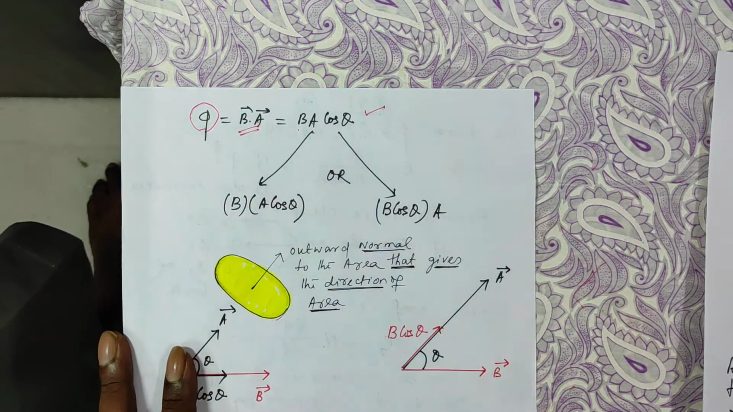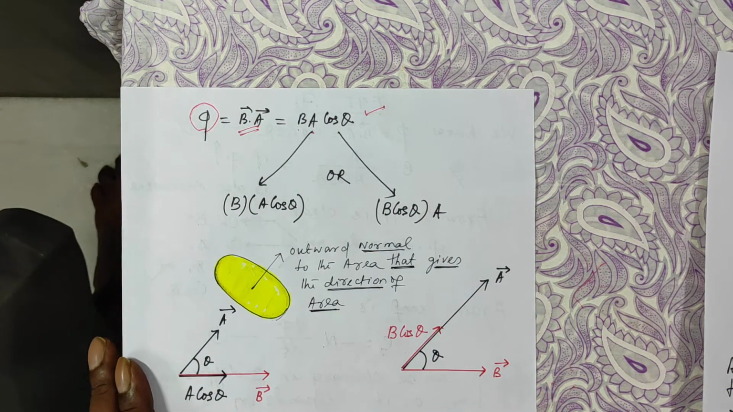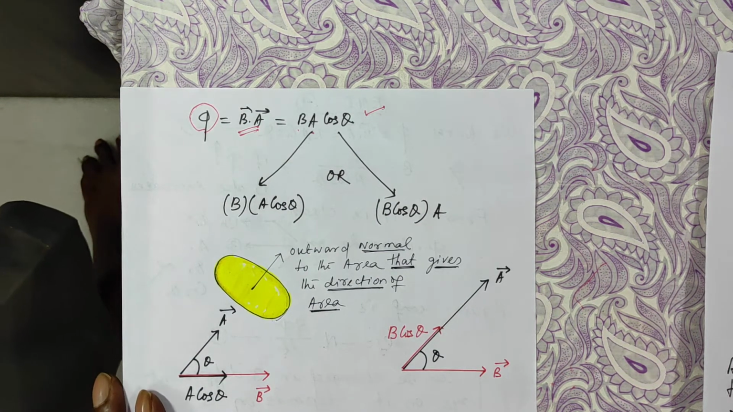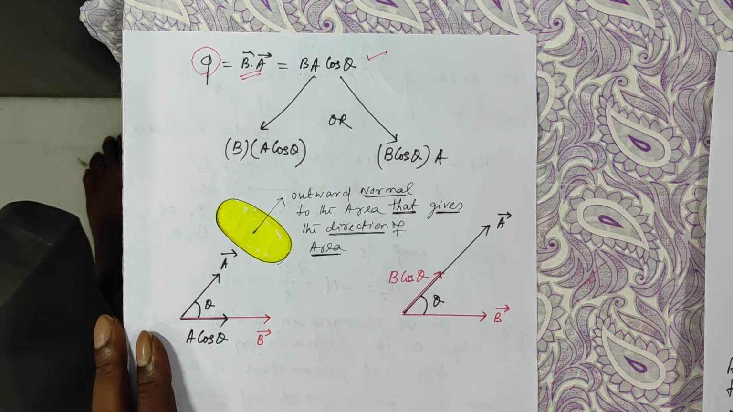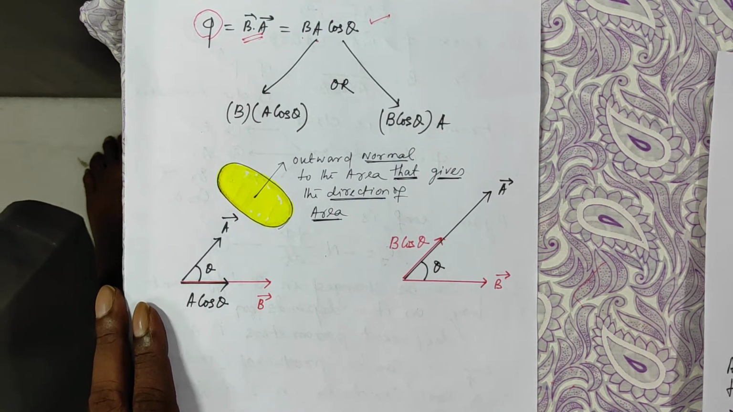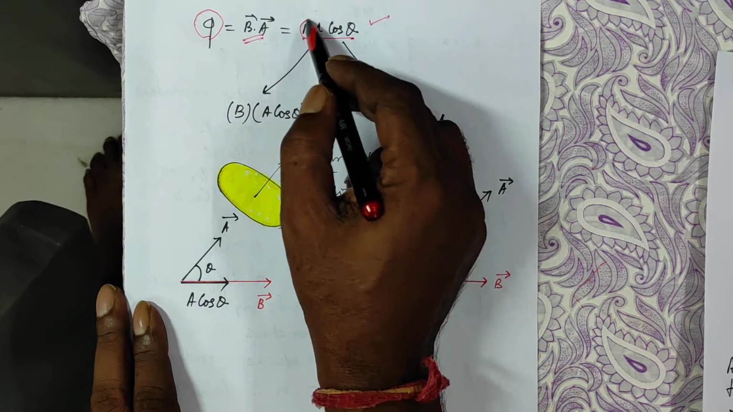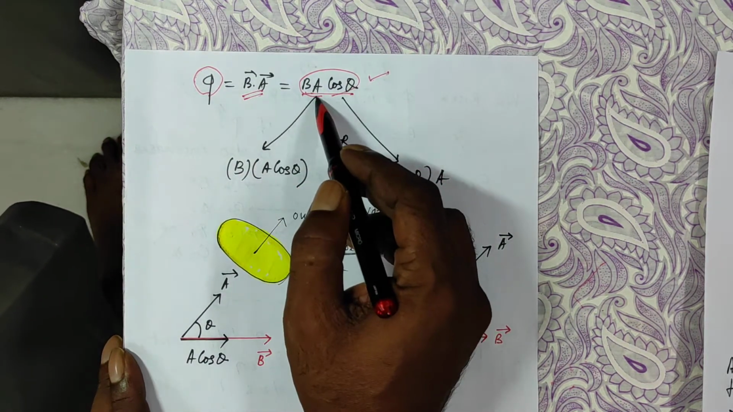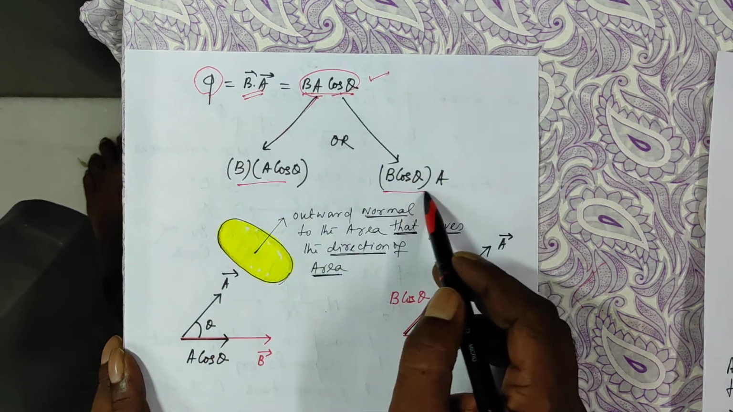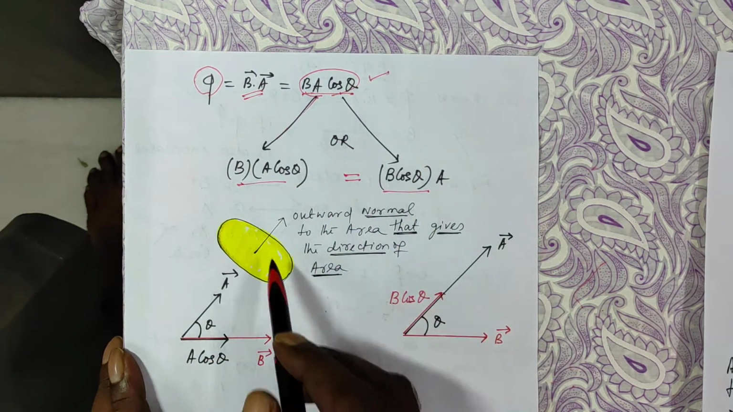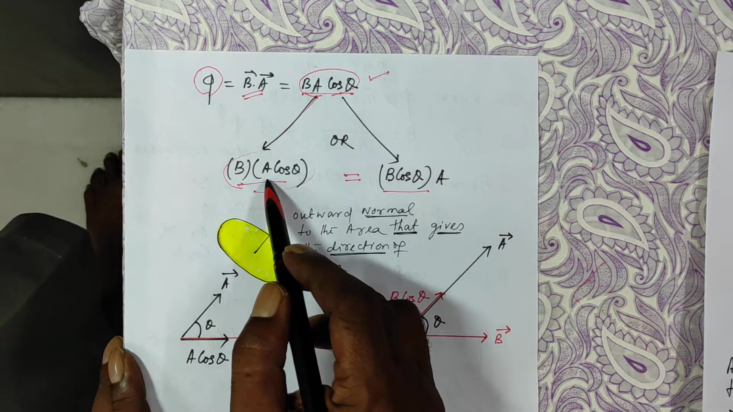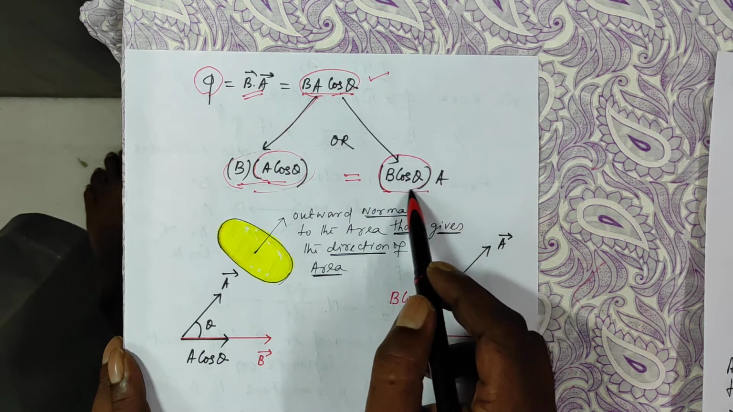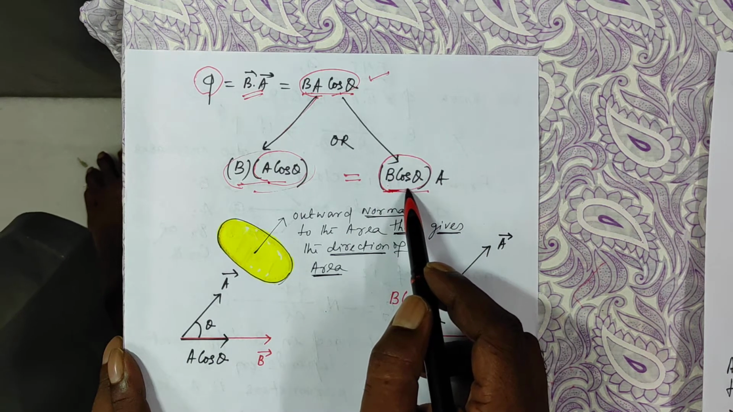Flux by definition is the number of lines of force, magnetic lines of force in this case, passing through the area vector normally. Now if the lines of force are not passing normally, then we have to take the dot product. By taking the dot product, the lines of force automatically become normal. This BA cos theta can be written like this or like this. This is the same thing. The meaning here is that the component of the area vector, A cos theta, is taken. Here the component of the magnetic field B vector is taken.